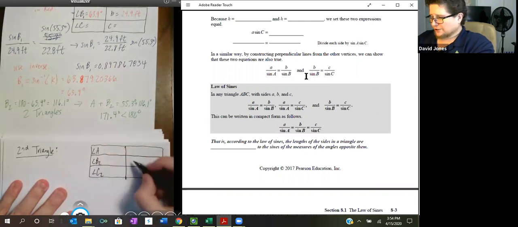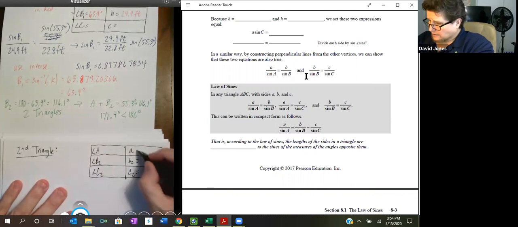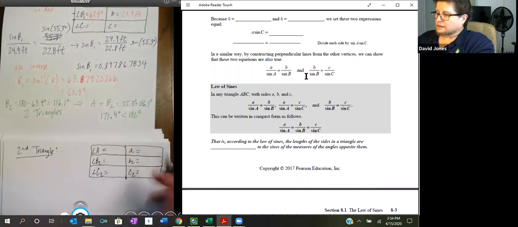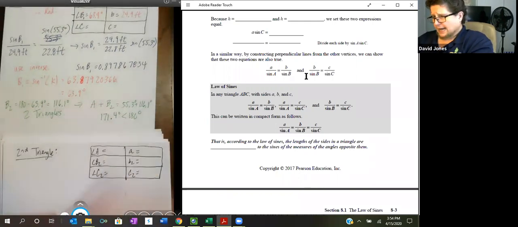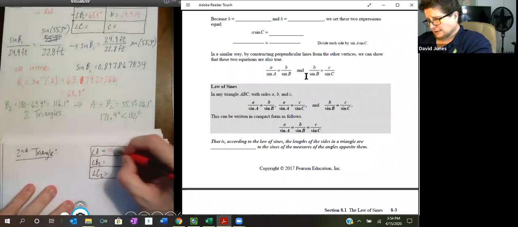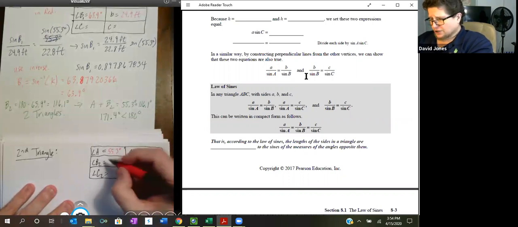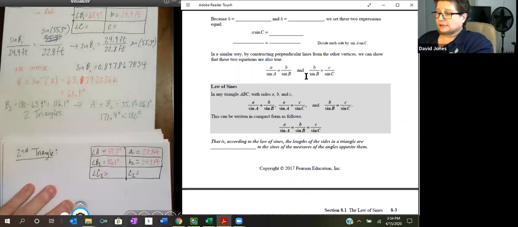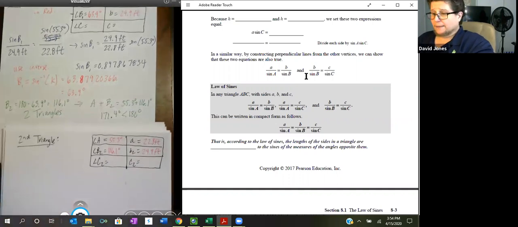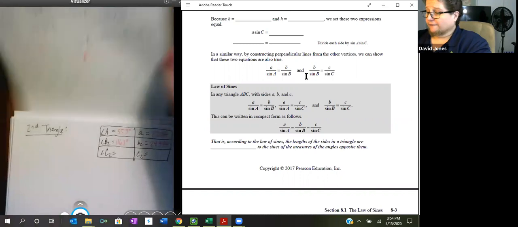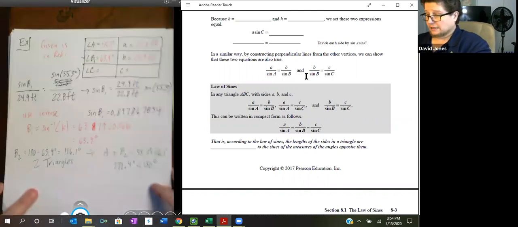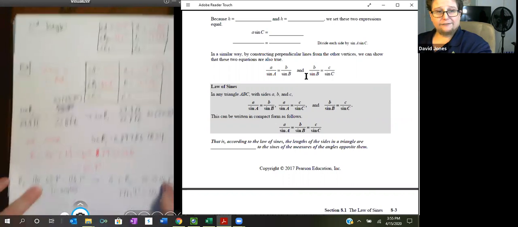Which means there's an angle C2. A is still 55.3 degrees, side A is 22.8 feet, this was 24.9 feet, and I just calculated this as 116.1 degrees. So I'm going to come back to that one. Let's come over here and finish this triangle. I'll leave that up there so you can still look at it and finish writing that if you need to.